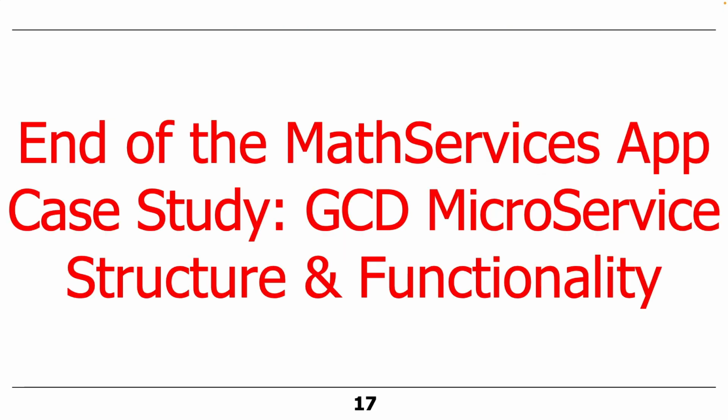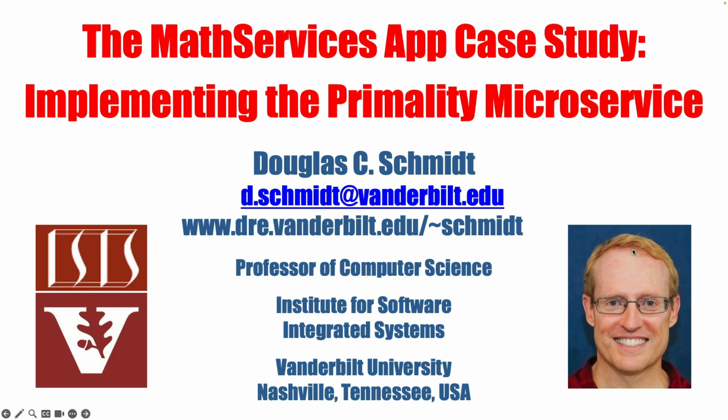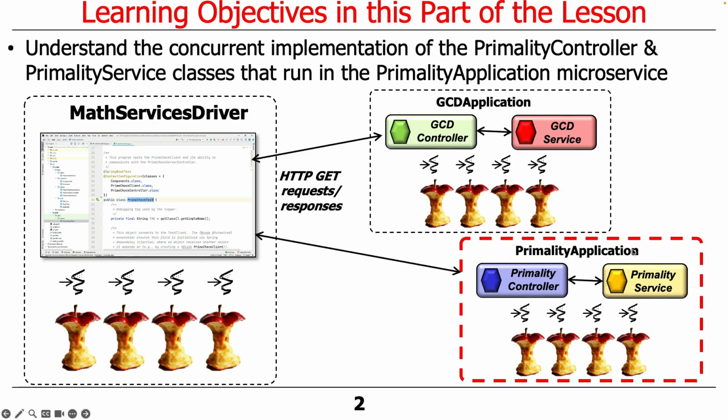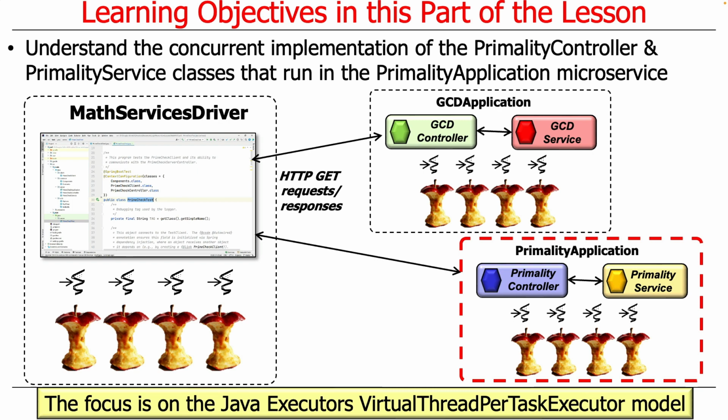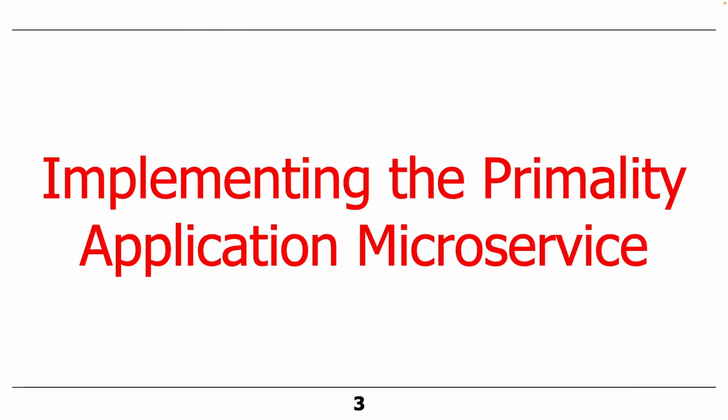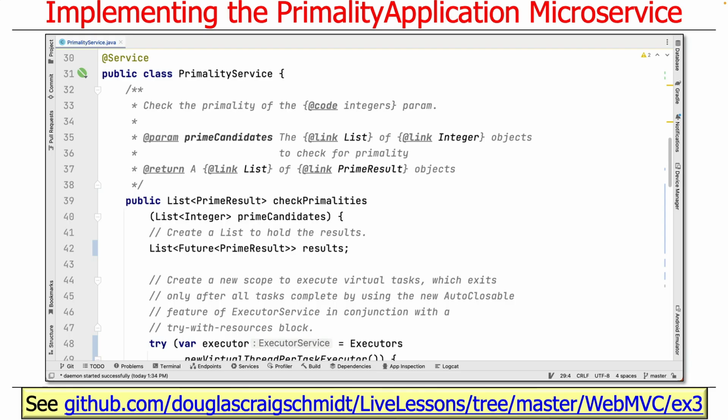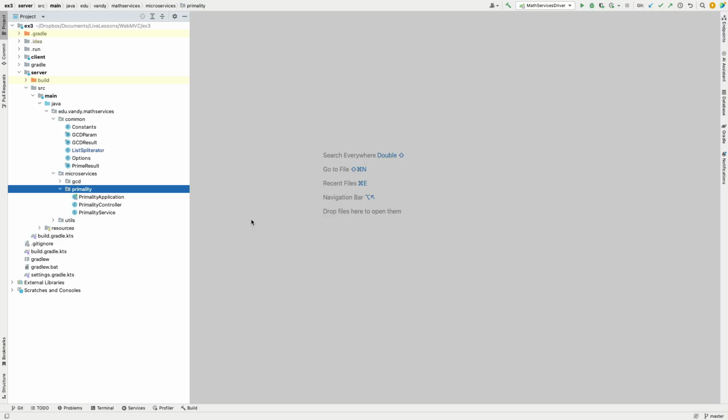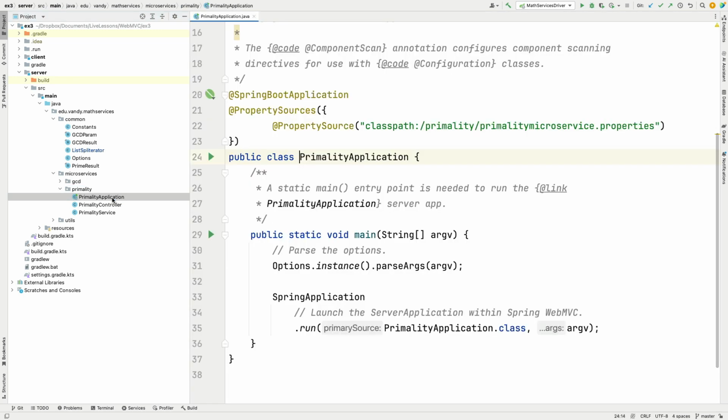So let's go ahead and take a look at the source code where it becomes more clear what we're doing. So let's talk about how to implement the Primality Microservice, which uses the virtual thread per task executor model, and you can get it here in the ES3 project in WebMVC folder in the Live Lessons GitHub repository. Here we are back in the project. The application is the same as before, it just works with the Primality Microservice.